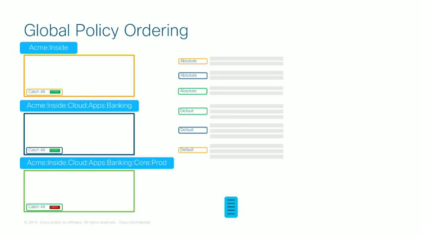Right. So if I had placed a deny rule at the Acme inside level, that would not override an allow rule at the core prod level. Got it.